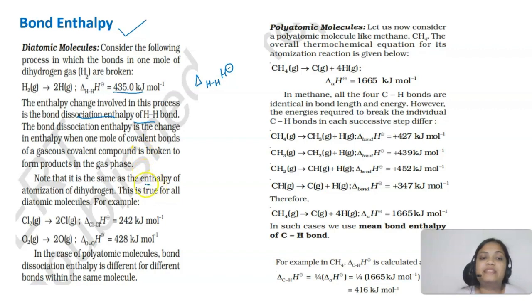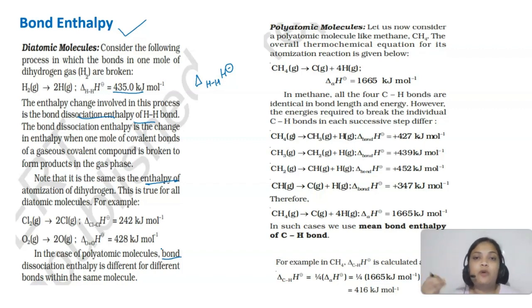Of course it will be same as the enthalpy of atomization of dihydrogen. There is no difference here. All right. But if I talk about polyatomic, so for diatomic molecules, enthalpy of atomization and bond enthalpy or bond dissociation enthalpy would be same.